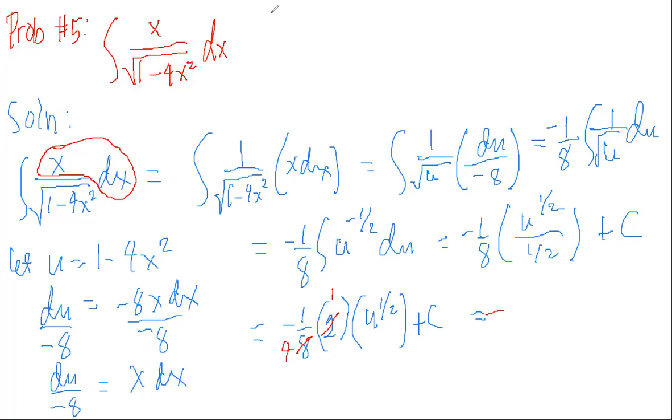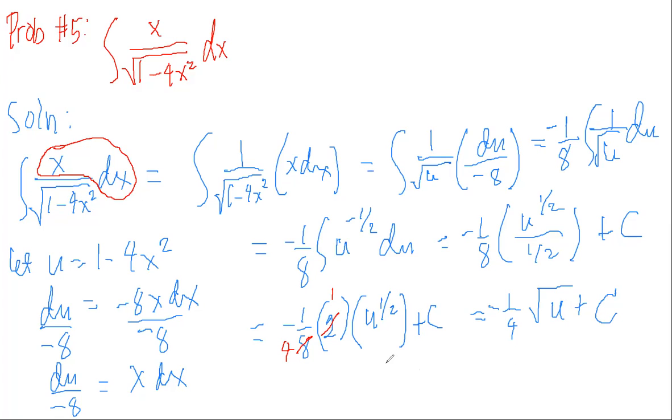So we have, let's use color blue, -1 over 4, right? The square root of u plus c. But then again, the variable used in the problem is x, but our answer here is in terms of u. So we need to substitute the value of u, which is 1 minus 4x squared, in this expression.